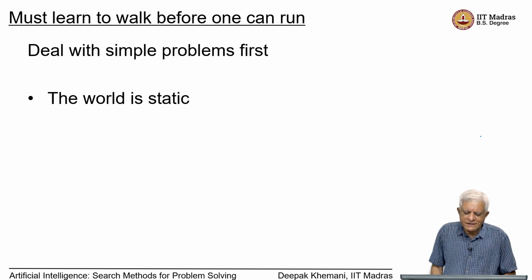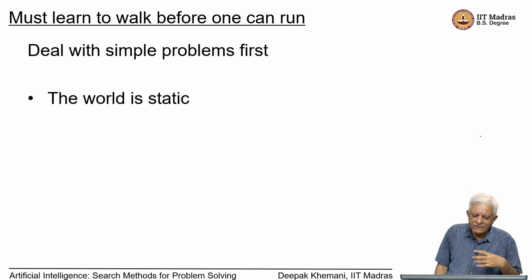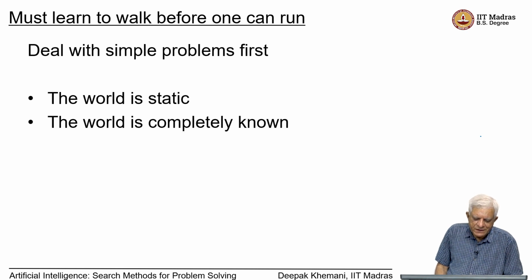We will assume that the world is static, that nobody else is doing anything, we are only making the decisions in the world. Of course, that is not true. None of the assumptions that we are making are true, but we will start with that. The world is completely known. We will assume that everything that is to be known about the world is known.